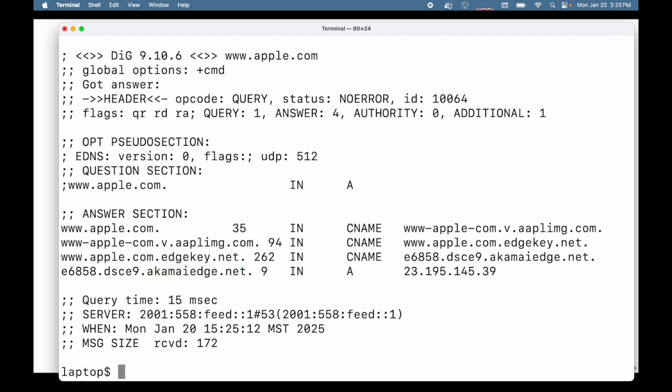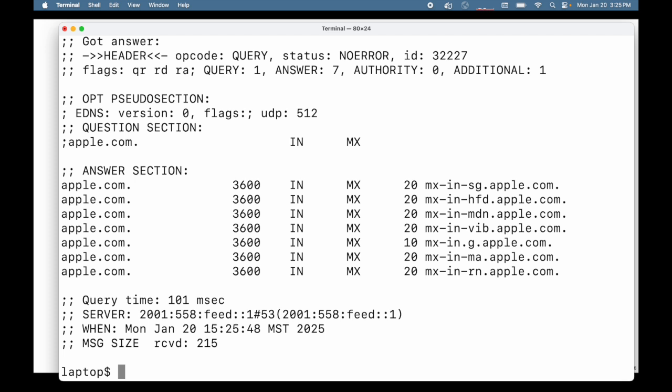How can I search for something that I expect to be more physically at Apple? Let's try asking for not a web server, but the mail exchanger, because I just have a sense that maybe they handle their own email. And if I look there, I find that I get addresses like this.